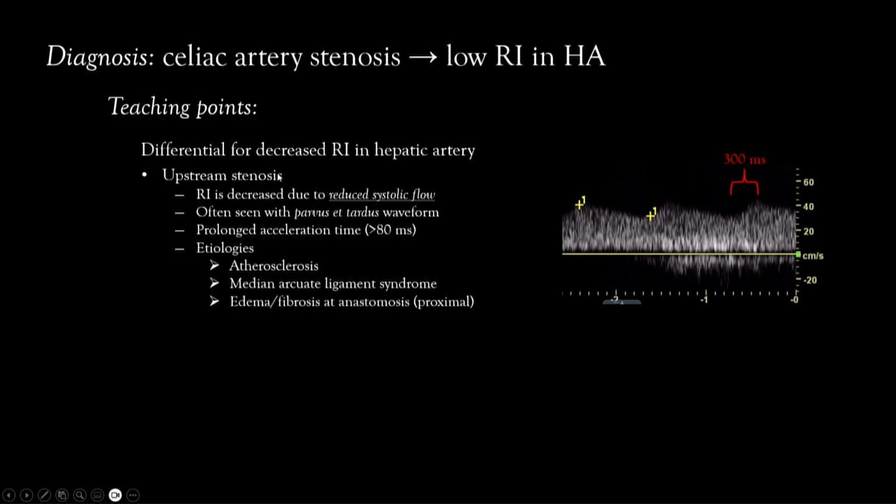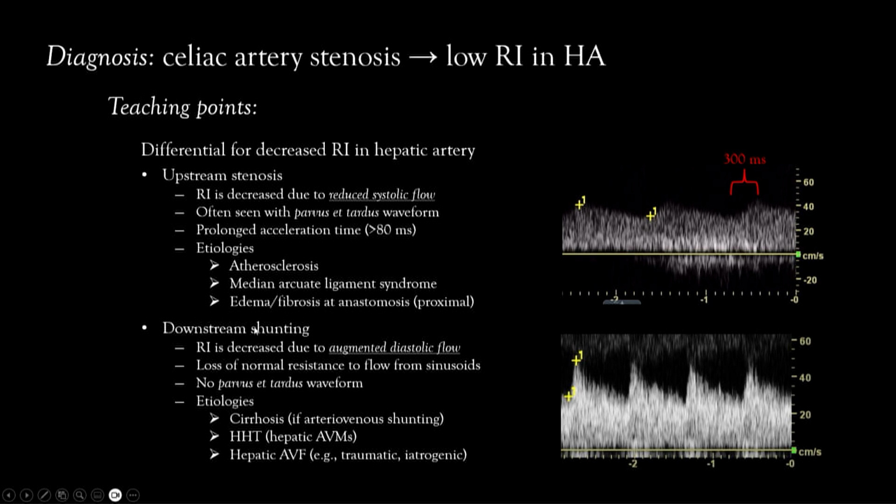And then these are just sort of the common etiologies: atherosclerosis. In younger patients, you can think about things like median arcuate ligament syndrome. Or if you are in a transplant population, if you're measuring downstream to the anastomosis, there might be some upstream edema or fibrosis if it's more of a chronic issue. Or in the immediate post-op setting, an upstream thrombosis that may be causing some stenosis of the vessel. But you're concerned about an issue proximal to the point where you're interrogating the vessel.